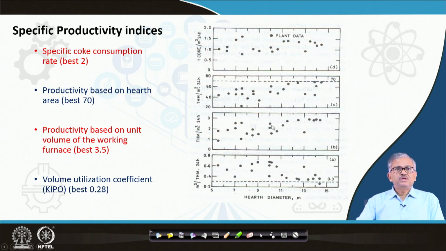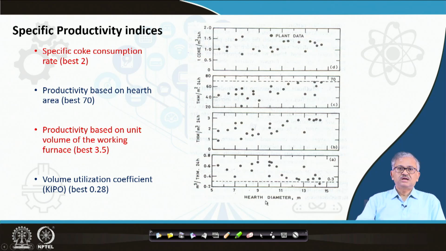So this number 3 is the productivity based on unit volume of the working furnace. This is the most used specific productivity index, and you can see this is basically tons of hot metal per meter cube per day, THM per meter cube per day, and that is a very popular specific productivity definition, and its maximum value is 3.5. 3.5 is very good blast furnace performance wise. Okay, and you can find the distribution. Okay, there is the hearth diameter.